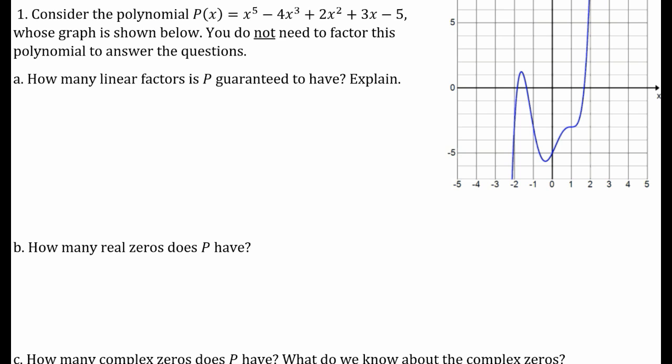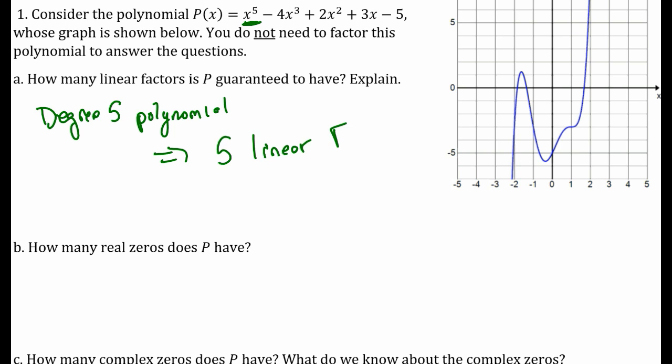Explain. Well, we talked about the fundamental theorem of algebra today that says if I have an x to the 5th polynomial, this is a degree 5 polynomial. A degree 5 polynomial implies that you should have 5 linear factors. I should be able to factor this into the product of 5 linear factors because it's a degree 5 polynomial. That's what the fundamental theorem of algebra says.